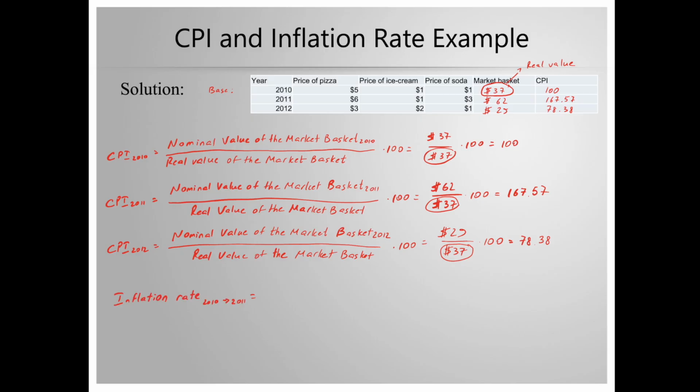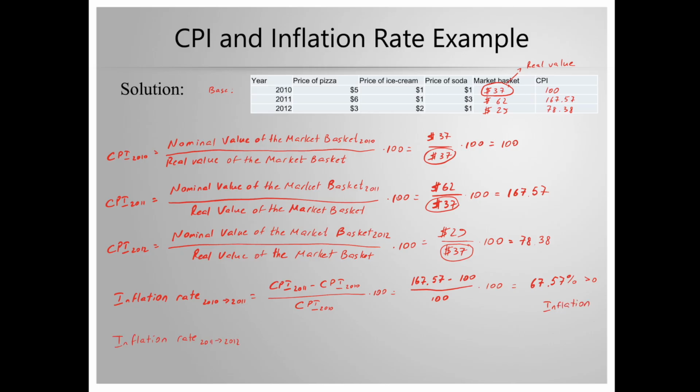Now we can calculate the inflation rate. The inflation rate is new minus old over old price index times 100. In this case, our price index is CPI. The new year is 2011, the old year is 2010. So we have CPI in 2011 minus CPI in 2010 over CPI in 2010 times 100. So that is 167.57 minus 100 over 100 and times 100. The inflation rate from 2010 to 2011 is 67.57%. Because it is positive, we say that this is inflation.